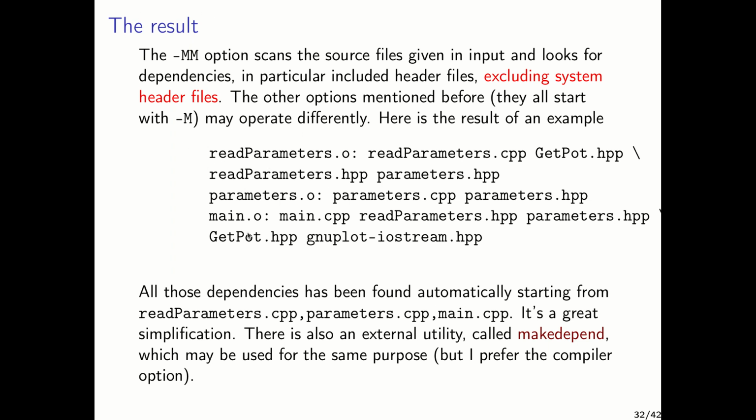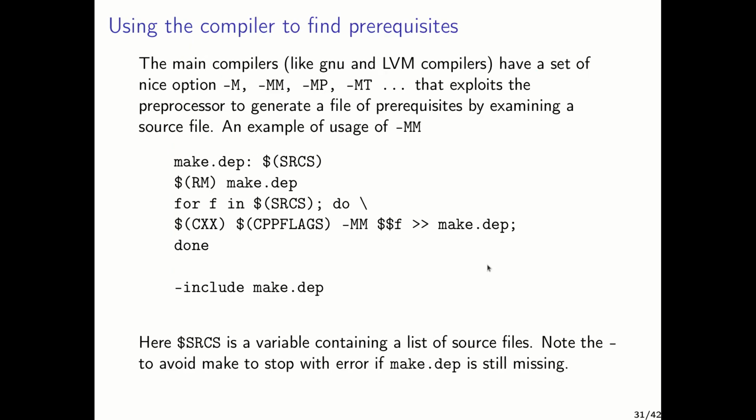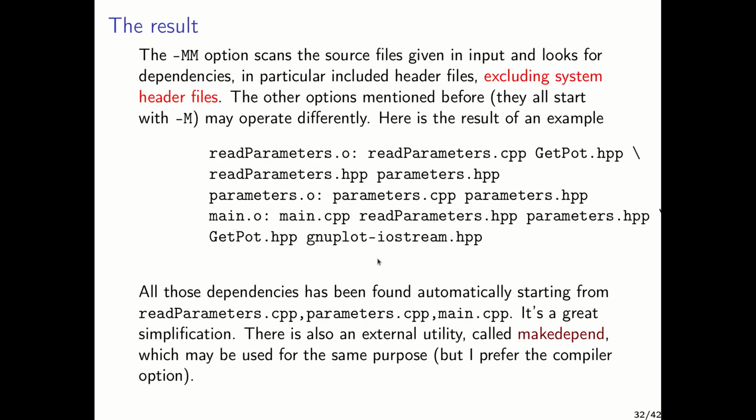This is automatically generated. read_parameters.o depends on read_parameters.cpp, getbot.hpp, read_parameters.hpp, parameters.hpp. parameters.o depends on all of these dependencies, which have been found automatically by this instruction. -MM tells it to look at header files, but excluding system header files.